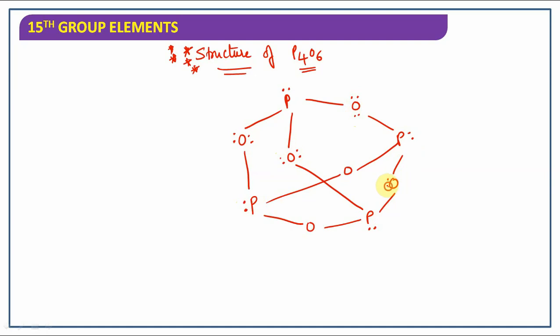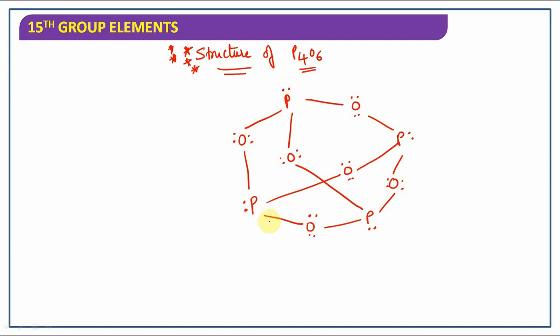So total how many oxygen atoms are there? 6 oxygen atoms are there. They will ask you a question in such a way. How many POP bonds are there? Such type of questions they will ask you. You have to count it, like this, POP bond. 2, 3, 4, 5, 6. There are 6 POP bonds.